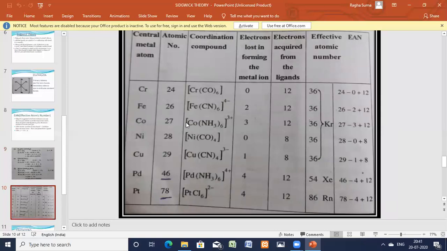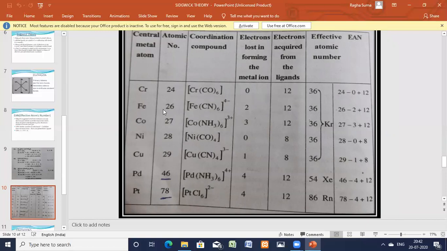Here, you can see the complexes. Hexacarbonyl chromium complex. Chromium atomic number is 24. Number of electrons lost in forming the metal ion, oxidation state is 0. Here, this one column is nothing but the oxidation state. Here it is 0. And the number of electrons from the ligands, 6 into 2, 12. By calculating, you'll be getting 24 minus 0 plus 12, which is 36. Krypton configuration.